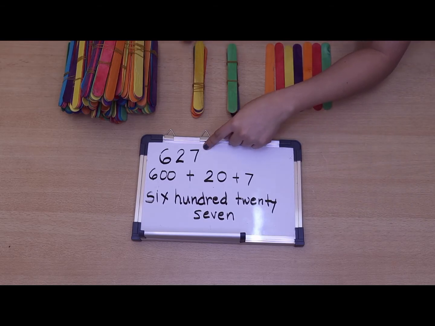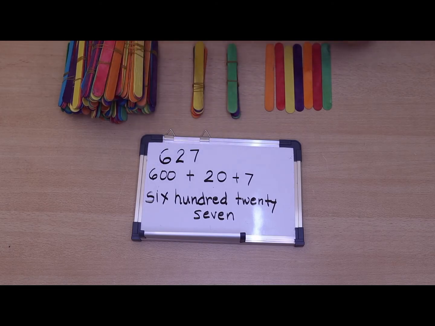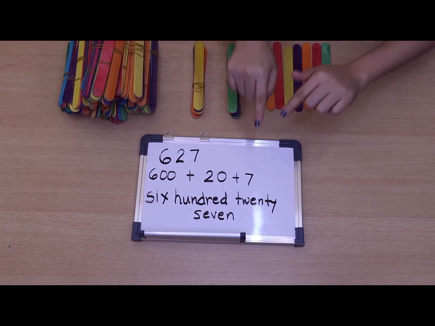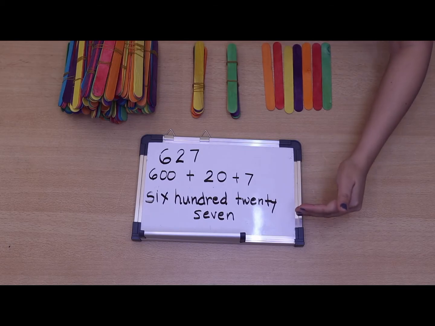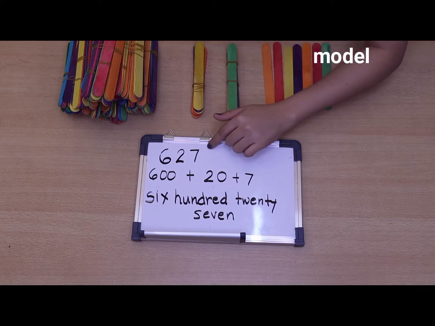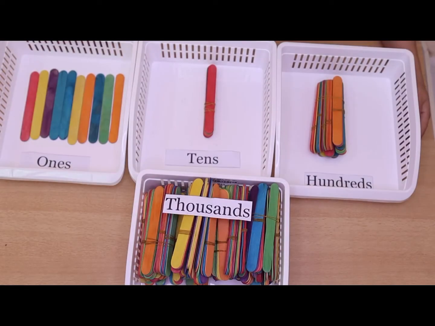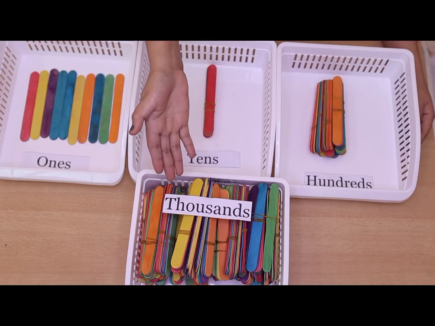Here are some ways to show the number. We've got the standard form, 627. We also have the expanded form. We've got 600 plus 20 plus 7. And at the bottom, we have the word form. There are so many ways to show a number. We have the model, the standard form, expanded form, and the word form. Wow, we worked so hard today, boys and girls, in bundling and counting by ones, tens, hundreds to 1,000.